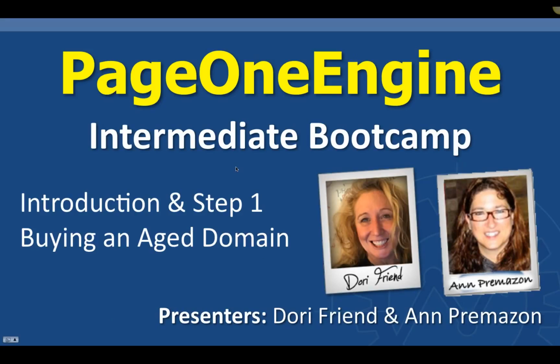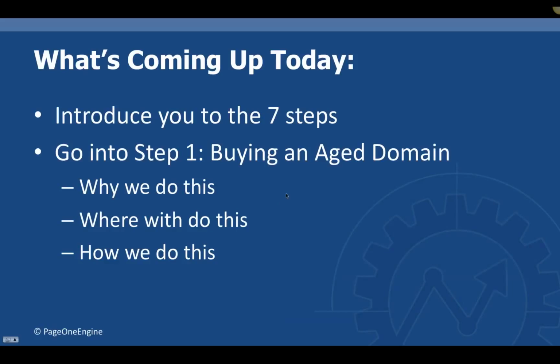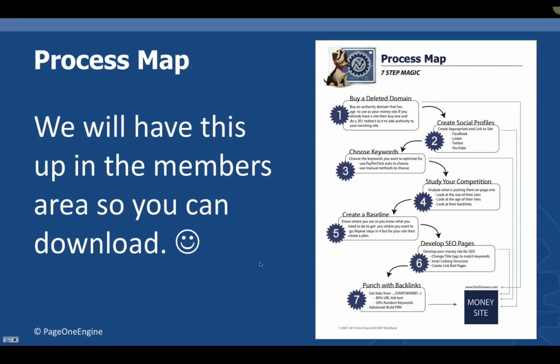Okay, let's get into the presentation. So what's coming up today? I'm going to introduce you to the 7 steps that you've probably been introduced to before, and then we're going to go into step 1. And that's buying an age domain, and why we do this, where we do this, and how we do this. And I have the presentation that's in PowerPoint. It's kind of short, and then we're going to go live on the internet, and we're going to look at some domains to go purchase. I'm actually going to look for one that will be really a kick-butt domain to beat Jeff Fellini and his launch jacking thing. So we'll see what we can find.